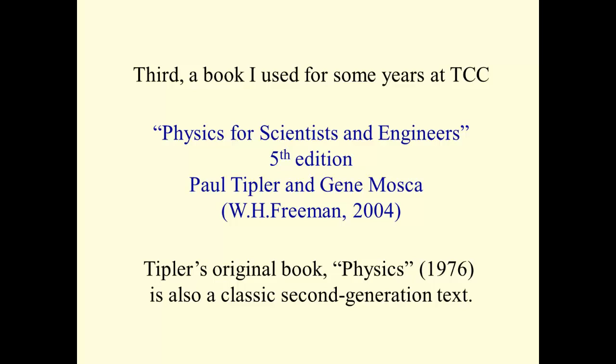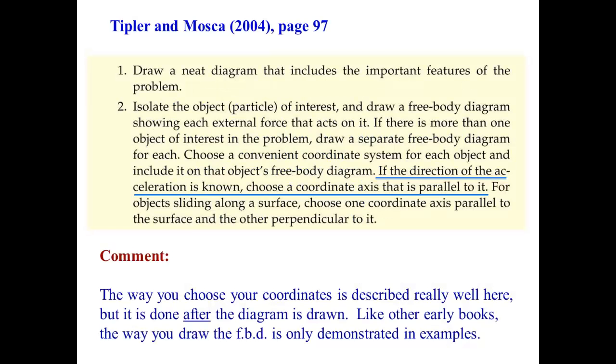Okay, the third example is from a book that I used for quite a few years here at TCC. It's a successor to a book that was one of the second generation books published around. This one was published in 1976. There were a couple other books around that same time. First generation books include things like Sears, Zemansky, Young, and Friedman that was written about the same time as Halliday and Resnick. This particular edition has a co-author, Gene Mosca, along with Paul Tipler. We have it in the Learning Commons, by the way.